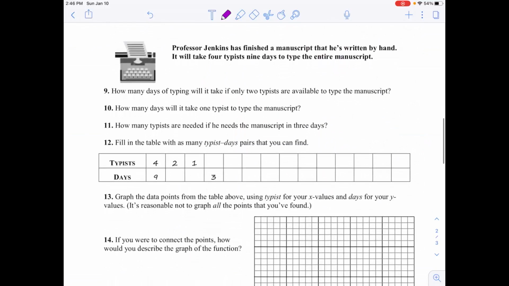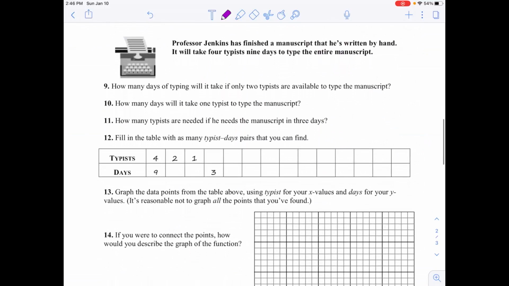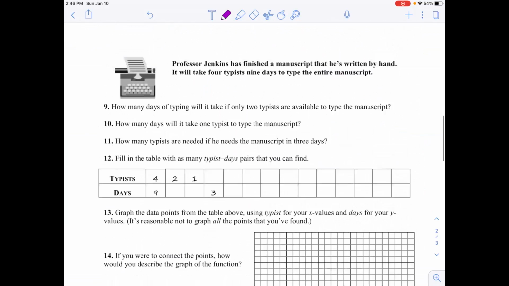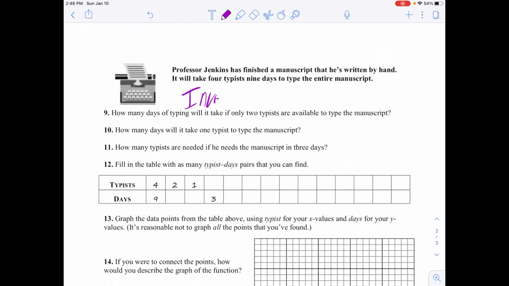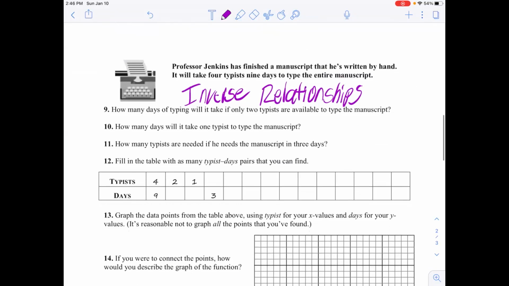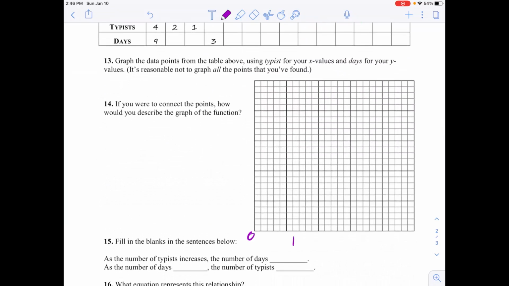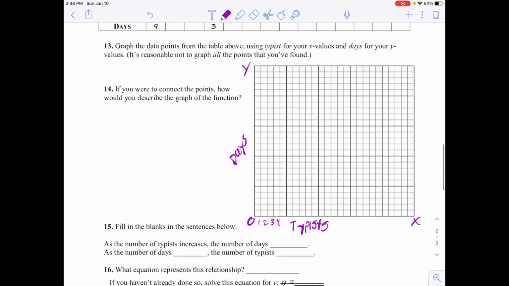Then there's a second problem. Again, it's a very, very similar type of thing. It is an inverse relationship, so follow the directions, answering all of the questions here as well. Again, when you're graphing, it's okay. This one will be typists and days, and it's okay to just count by ones. And fill out this one as well.